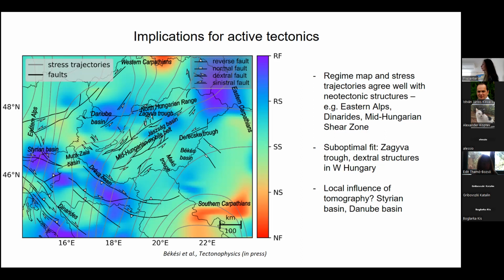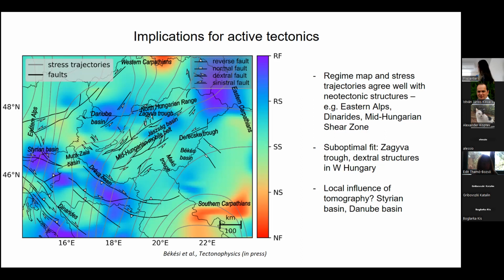But there are also some examples of suboptimal fit. One very interesting one is here, these dextral structures. It's located at the location of this anomaly that I mentioned before, this east-west trending SHmax anomaly, where we cannot really explain the activation or reactivation of these faults with the current stress field. Also, an example for that is the extensional structures here in the northeastern part of Hungary, where we infer a reverse faulting regime.